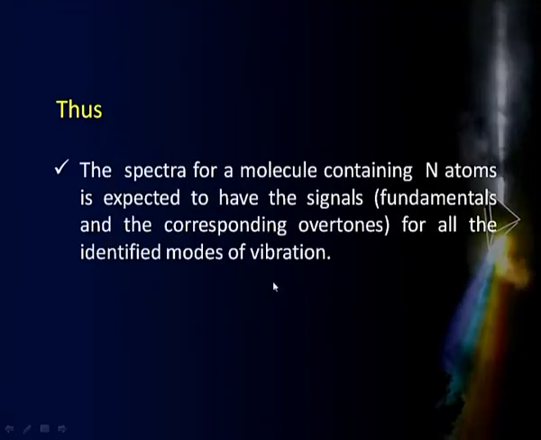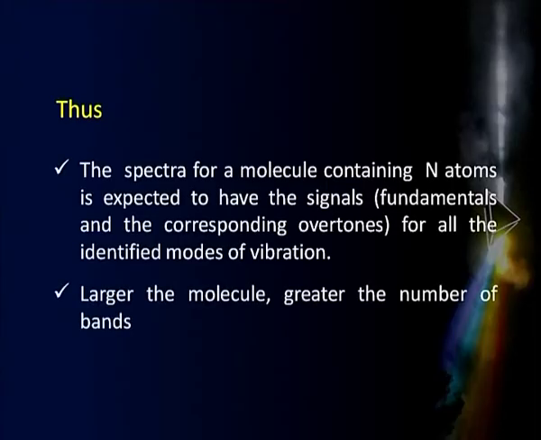Now, thus we can say that if I look at the spectra of a molecule containing n atoms, it is expected to have signals, the fundamentals and the corresponding overtones, for all the identified modes of vibration. Say for the water molecule, I would expect 3 signals for the 3 modes of vibration, and also there will be corresponding overtones there, first overtone, second overtone. And the larger the molecule, the greater will be the number of bands. Obviously, there will be more vibrations, so more signals. That means the spectra is going to be quite complicated.